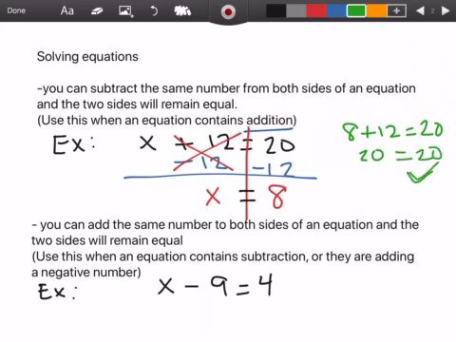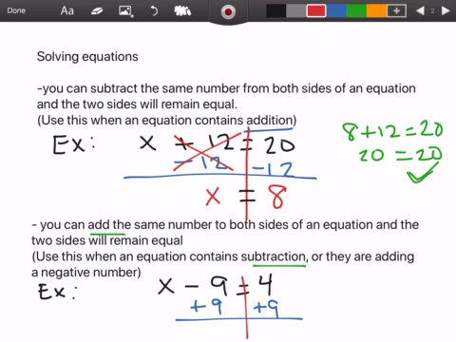The other property is you can add the same number to both sides of an equation, and the two sides will remain equal. You're going to use this when the equation contains subtraction, or if you see that they are adding a negative, then you'll want to add a positive to counteract that, to do the opposite. So we have two sides of our equation. On the left-hand side, I have x minus 9. So I need to do the opposite. I need to add 9 to both sides of the equation.